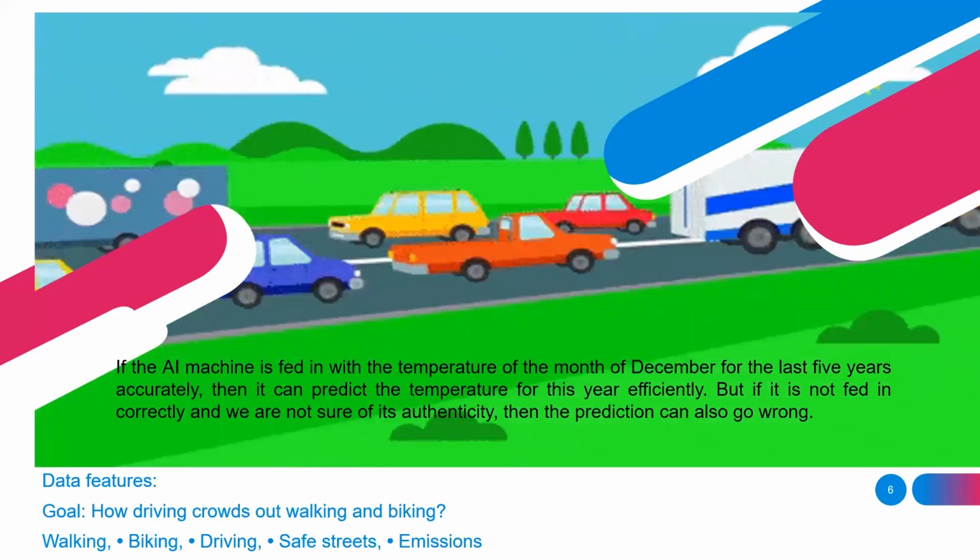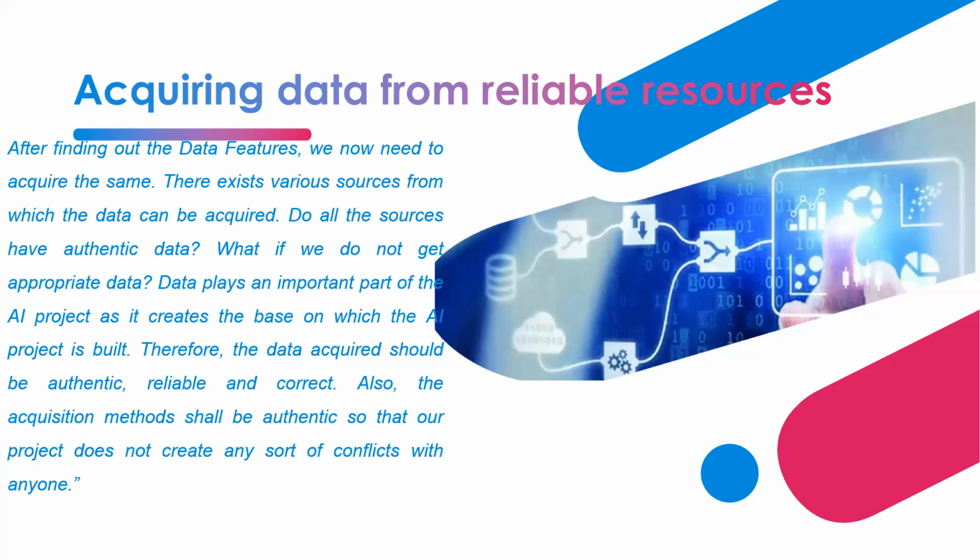Data acquisition means you need to collect the data, right? How will you collect the data? By using reliable resources. After finding out the data features, we now need to acquire the same. There exist various sources from which the data can be acquired. Do all the sources have authentic data? What if we do not get appropriate data? Data plays an important part in the AI project as it creates the base on which the AI project is built.